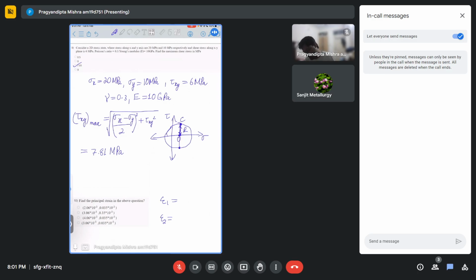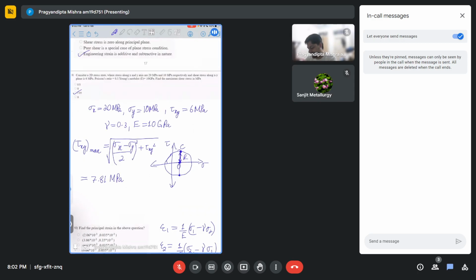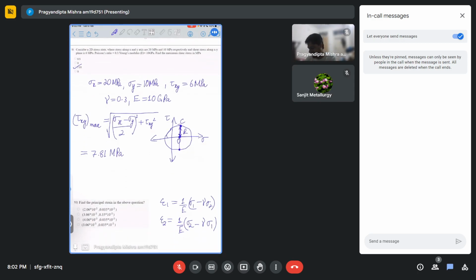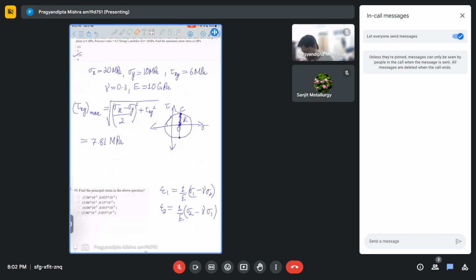So what is the value of principal strains? We can write epsilon 1 as 1 by E times sigma 1 minus Poisson's ratio times sigma 2, right? And epsilon 2 as 1 by E times sigma 2 minus Poisson's ratio times sigma 1, right? So first I'll find sigma 1 and sigma 2 for these two cases, and then I can find epsilon 1 and epsilon 2. Yes, sir. I don't think we need to sit and do it. I hope everyone knows how to find principal stresses and then find epsilon 1 and epsilon 2 from there. So calculate that. Finally, you will get some answer, which will be one of the options among these.